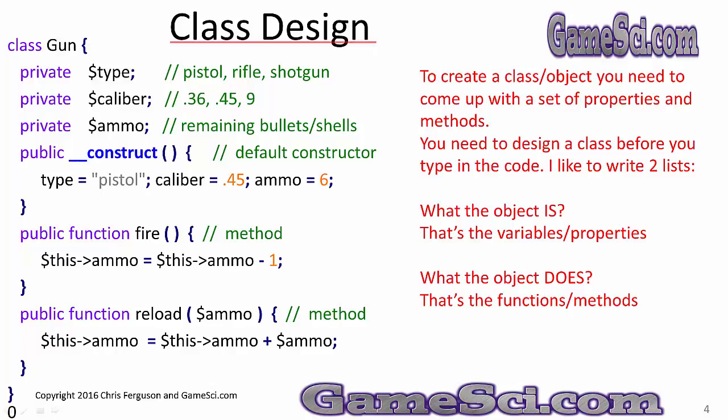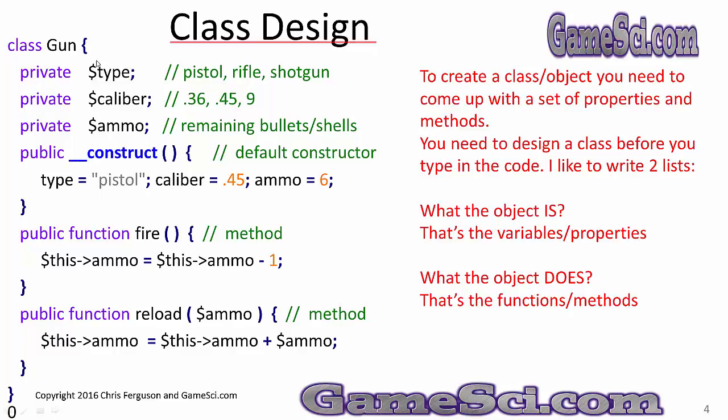What is the information or data that describes the thing I'm trying to build? The things that describe what the object is, that's the variables or the properties. Then the second list I build is what does the object do? I write down a list of the things I want the object to do, and that's the functions or methods of the object. The variables are what the object is, and the methods are what the object does.